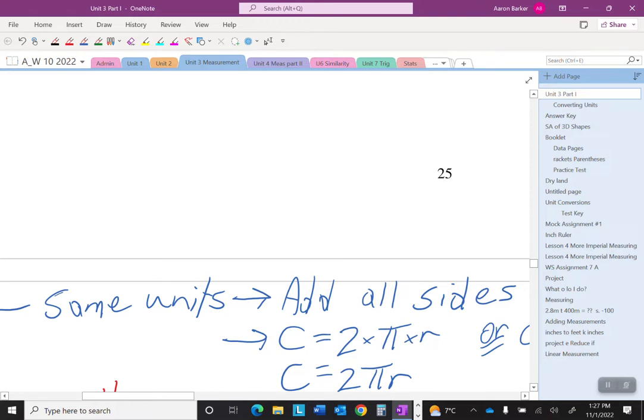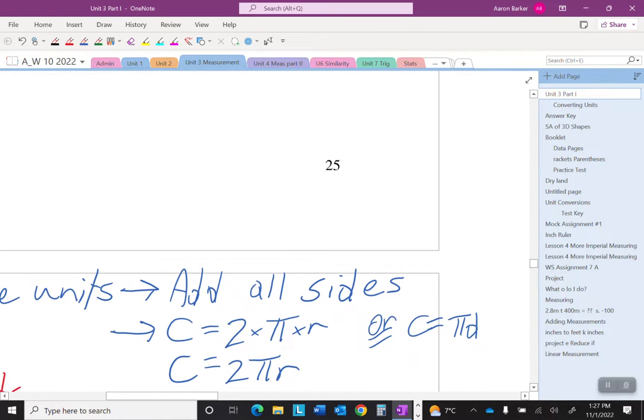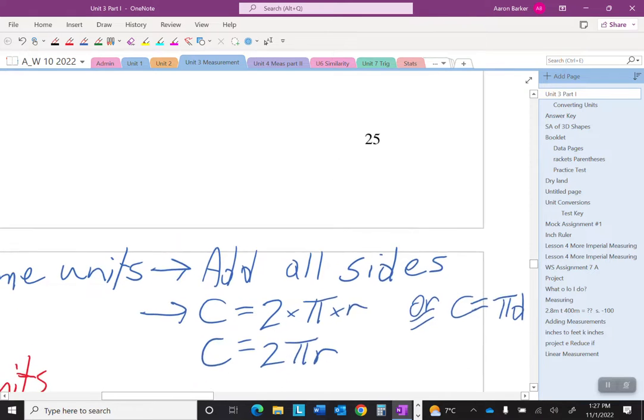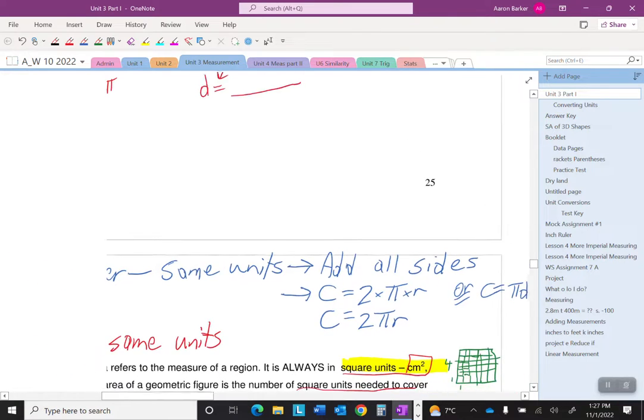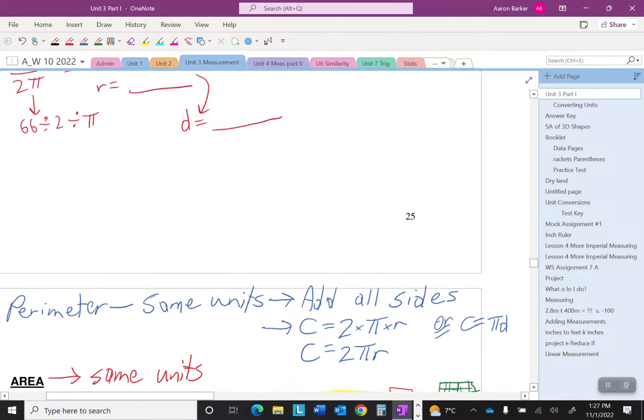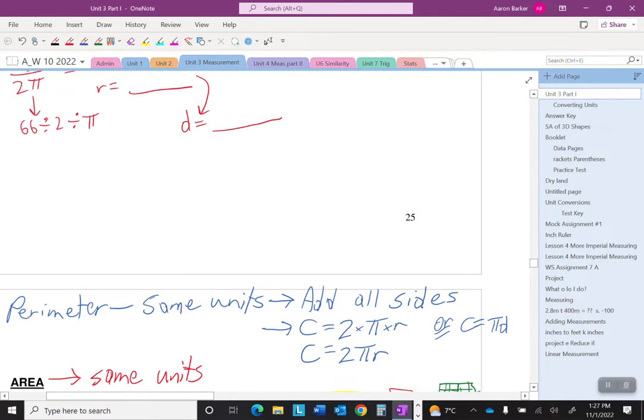Okay. Or the other formula was, what was the other formula for a circle? Not using r, but using d. Okay. Pi times diameter. So pi times diameter is the other formula for the circumference of a circle. Circumference just means, fancy word for, perimeter of a circle. Okay. And as we just talked about here, area is the same units.